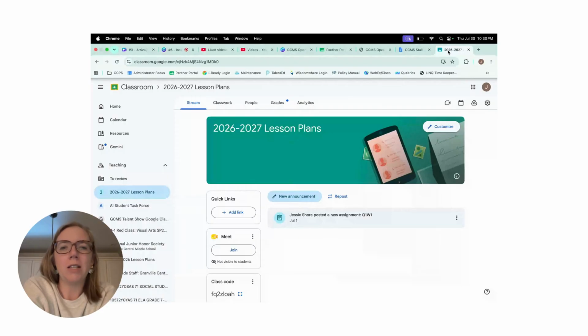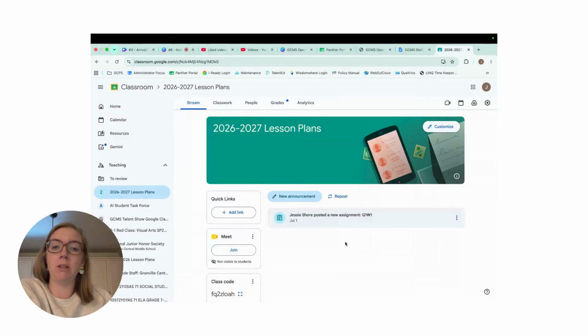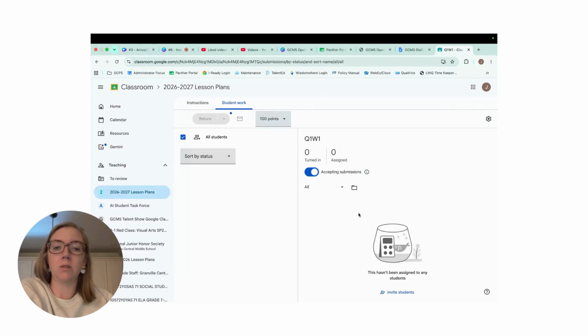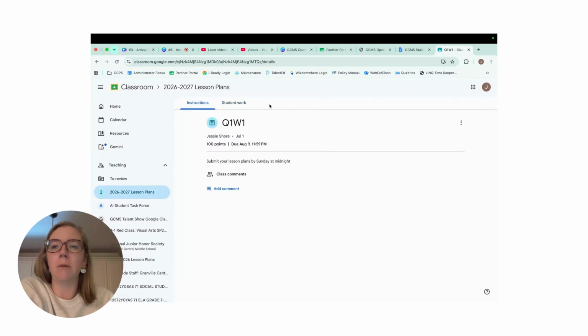There is a Google Classroom on your opening checklist. If you join that Google Classroom, you will start to see assignments populate. The first one will be there. It says quarter one, week one. It will just say that it is an assignment that's due.